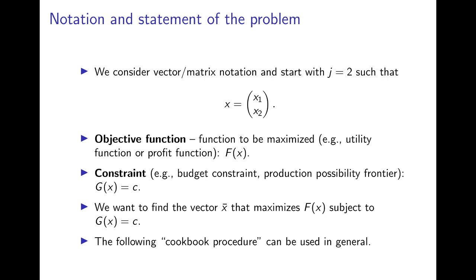So now in this setting, what we want to find is a vector that we denote by x bar that maximizes the objective function f of x subject to the constraint. So the constraint must be fulfilled and the objective function must be maximized, and the vector that achieves that is denoted by x bar. And in the following, we will look at a certain cookbook procedure that can be used to solve these problems in general.